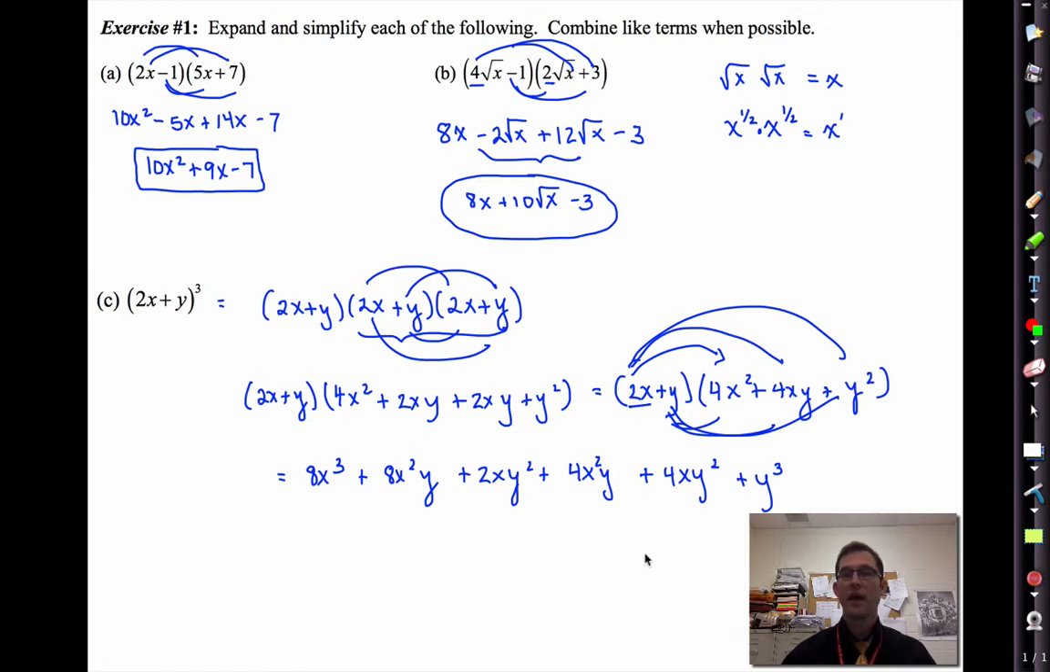All right, now we look for like terms. There are no like terms for my 8x cubed, so we'll just do that. Here I'm looking for an x squared y. Here's an x squared y, so there are 12 of them. Here I've got 2 of these and 4 of these, so it gives me a total of 6 of them. And there's our final product.